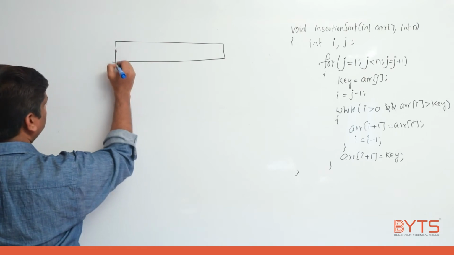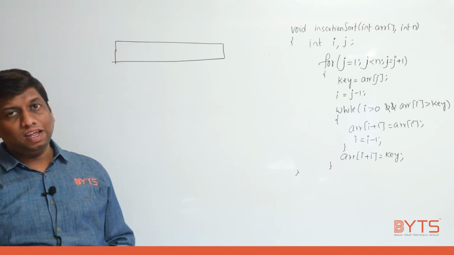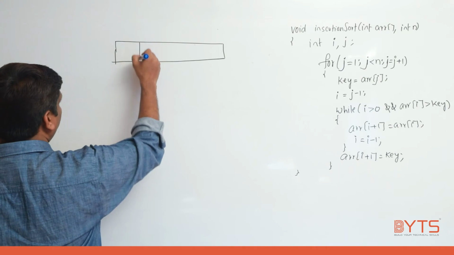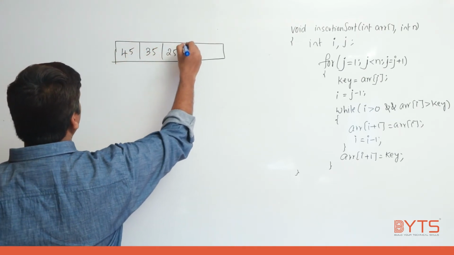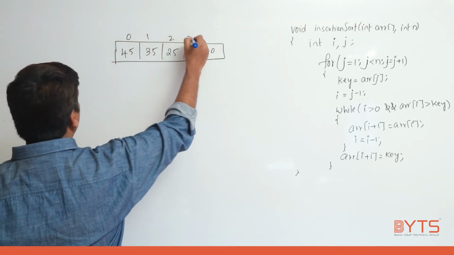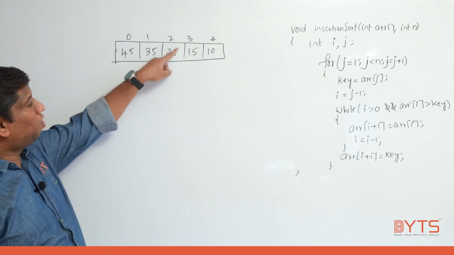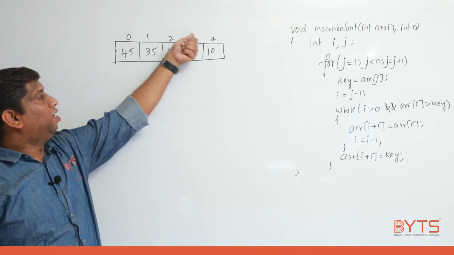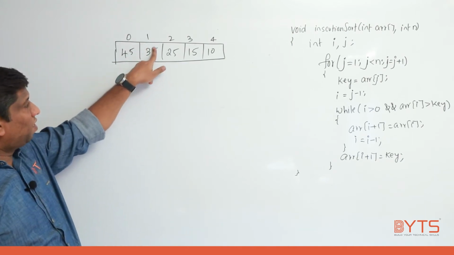I'll take 5 numbers. See, one important point is whenever you are taking some elements in an array, better you take some big values. What is the big values? I will tell here. Let us take 45, 35, 25, 15, 10. Indexes 0, 1, 2, 3, 4. Why should I take big values? See, sometimes if you take here 2 or 3, let us say you take 3 here.